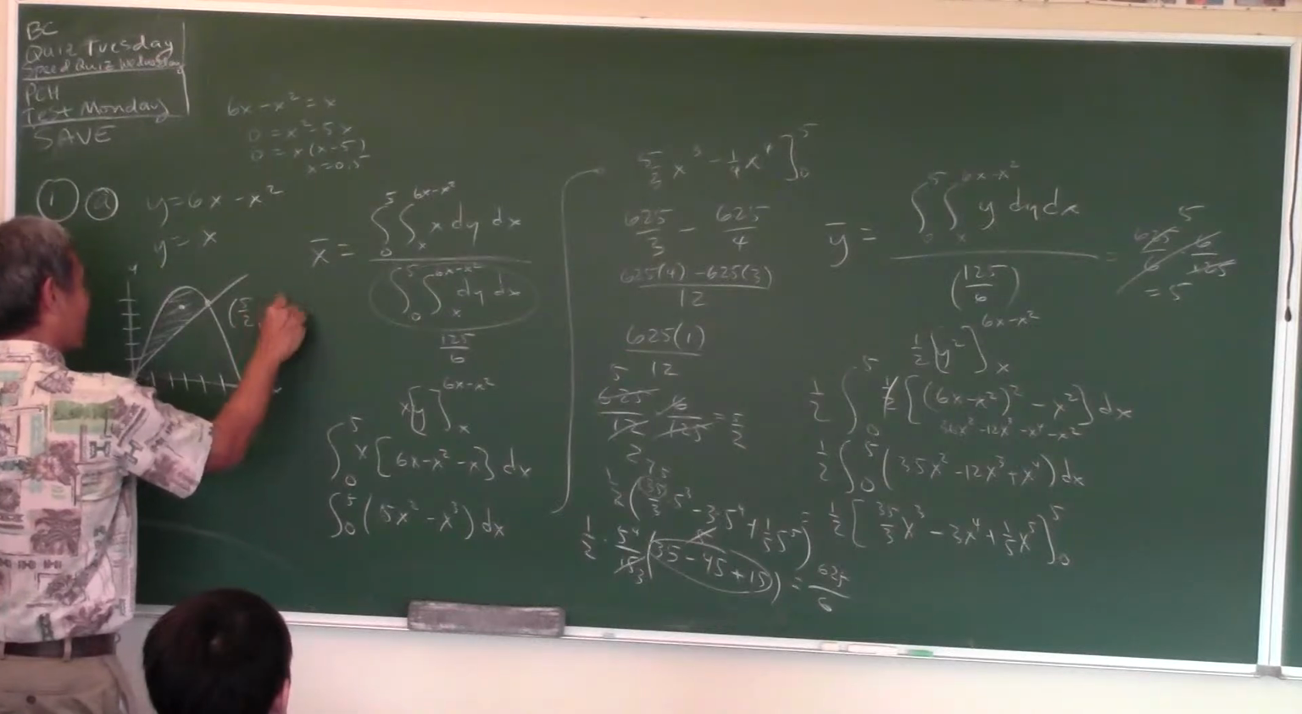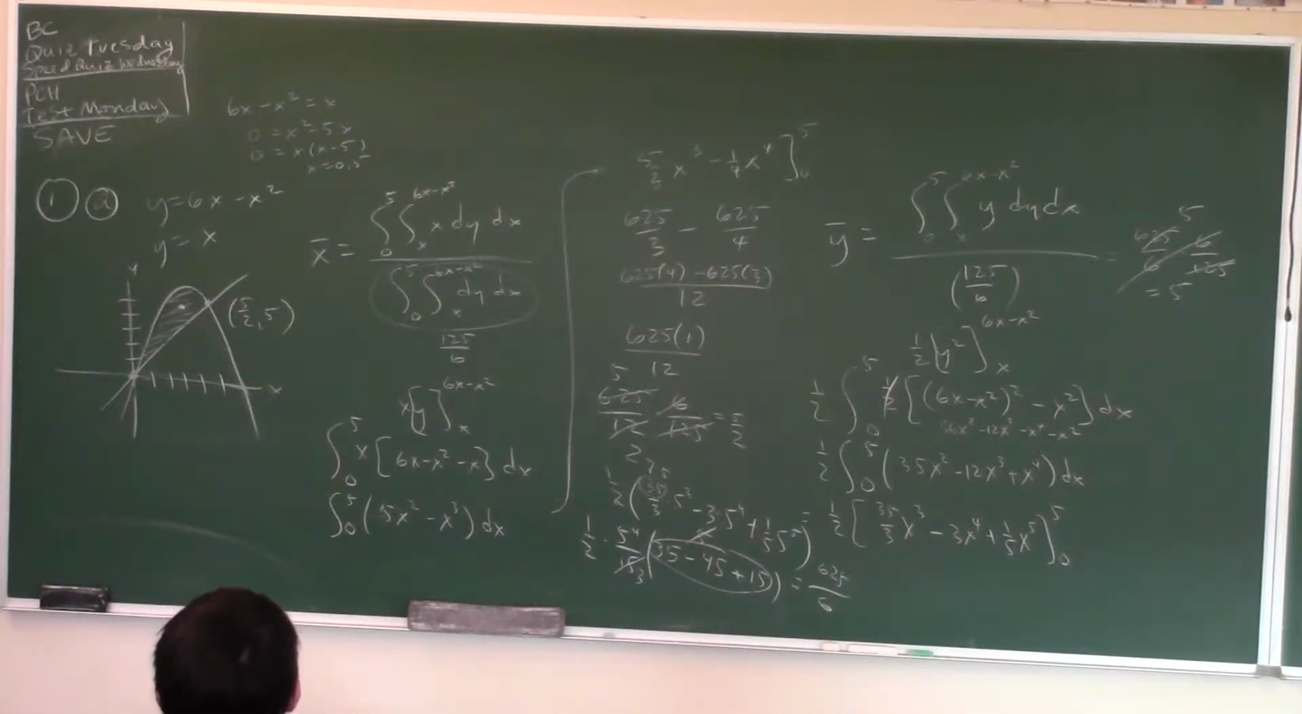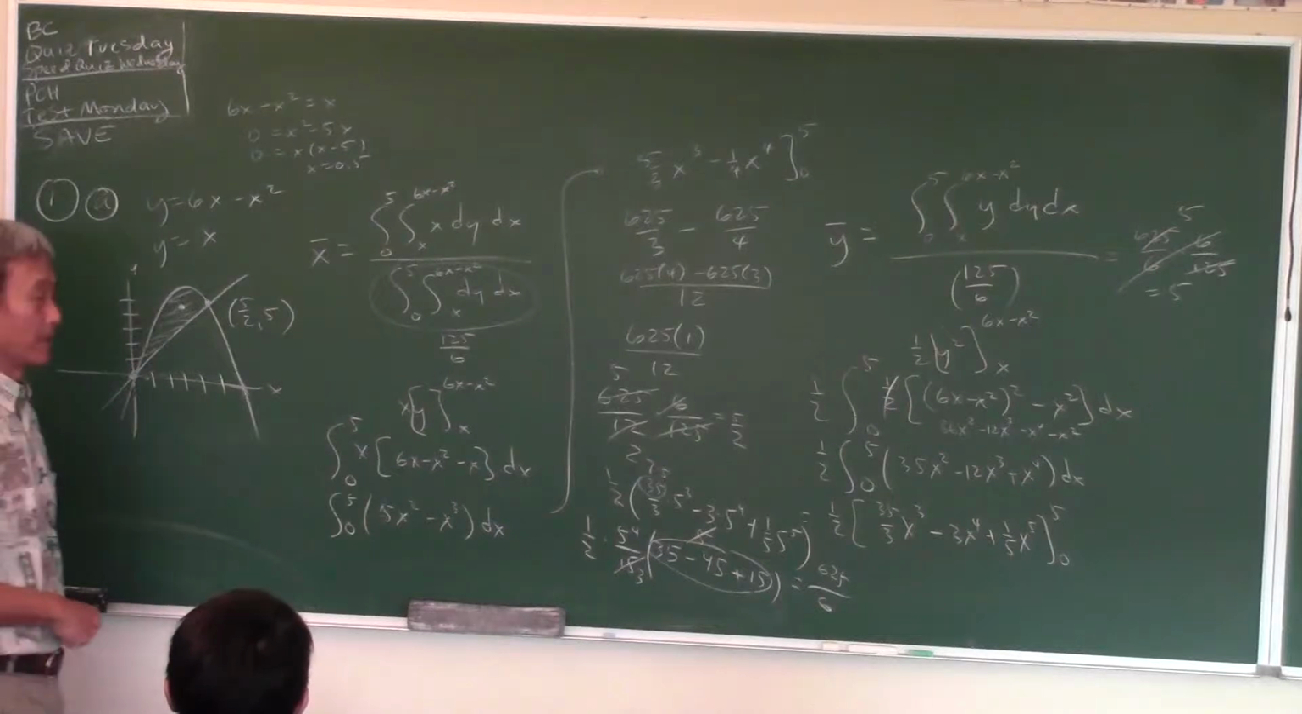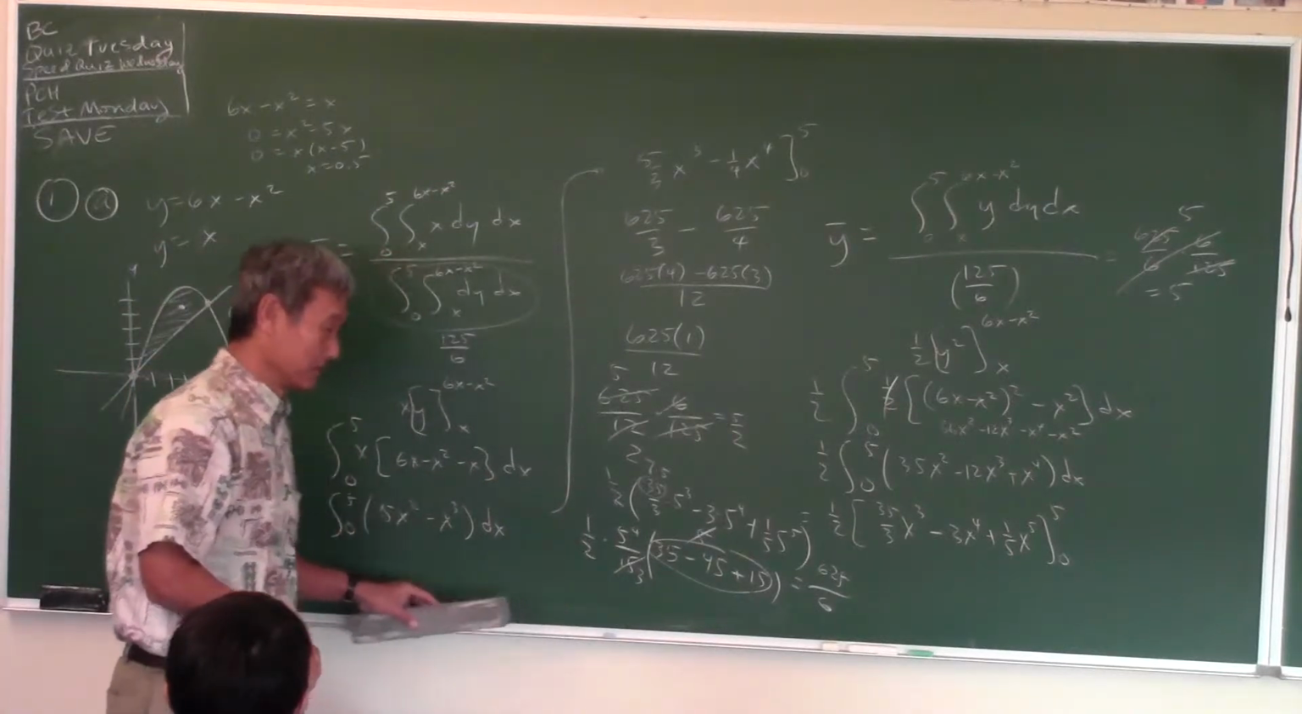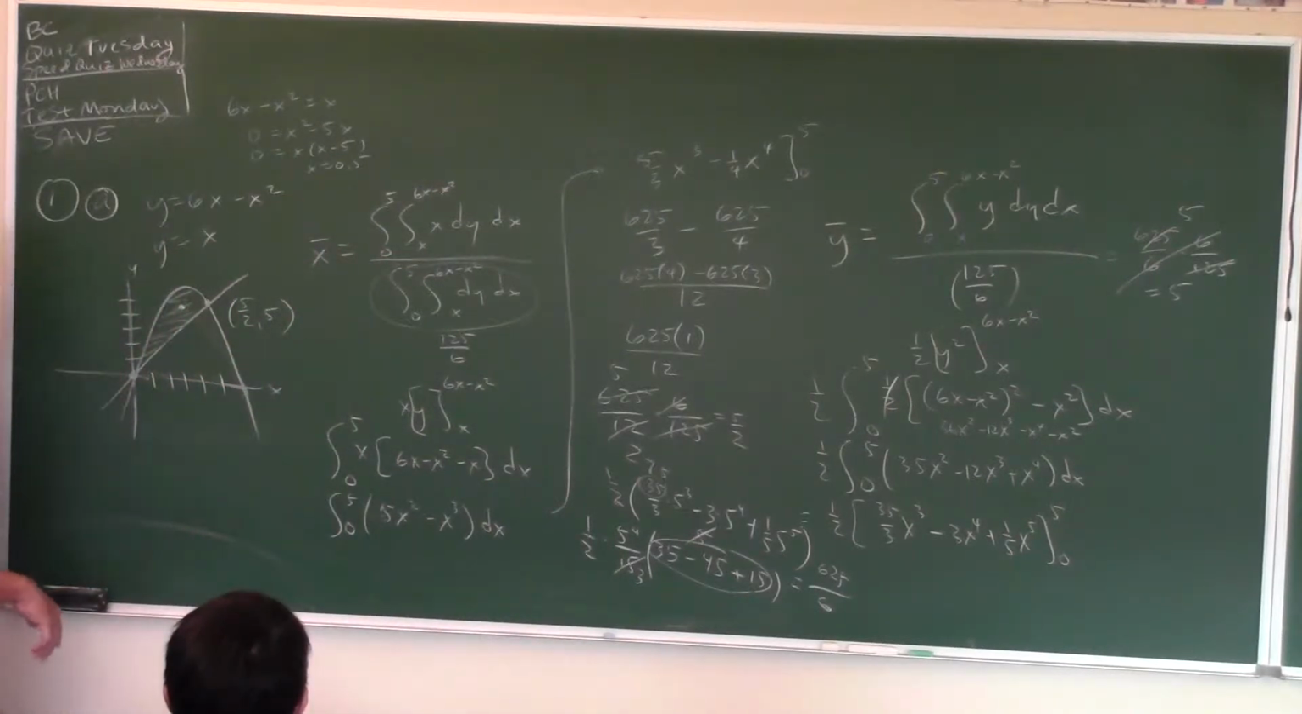comma 5. So you can see, that's only a 2-dimensional one. Wait till you see the 3-dimensional one on the test. It'll be like a paraboloid, maybe a hemisphere or something.